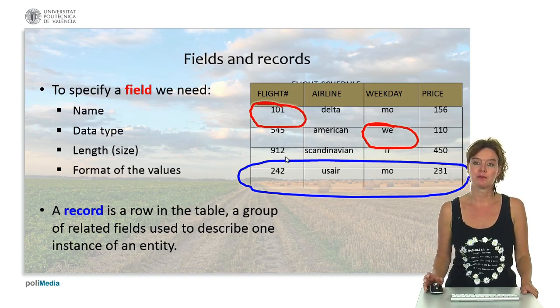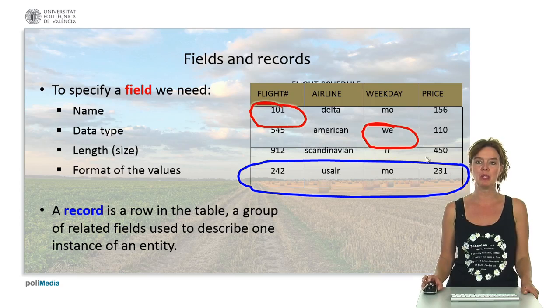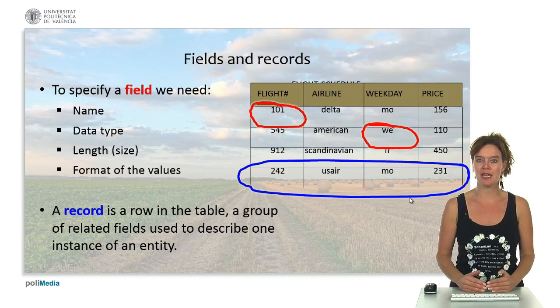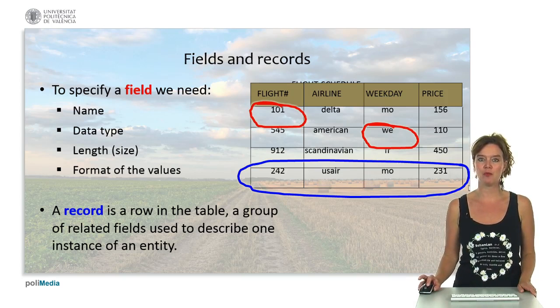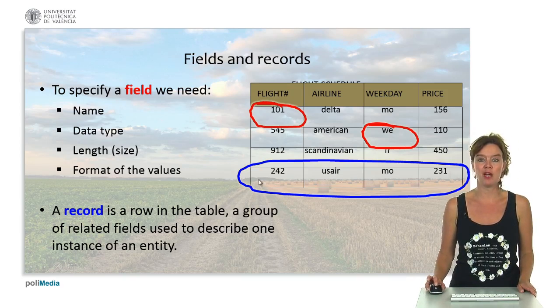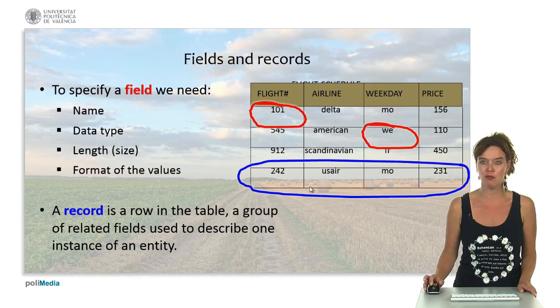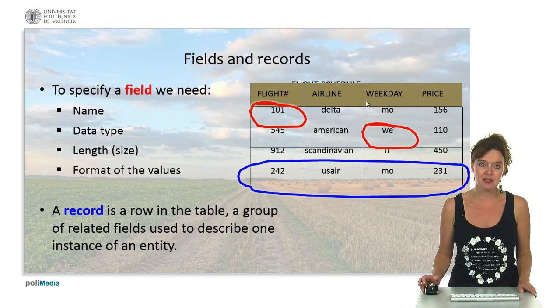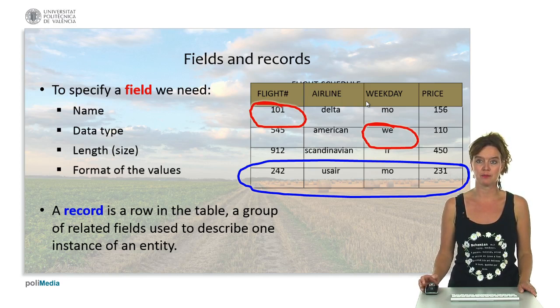So these are fields. Records are actually a row in this table. You can see it here in blue. This whole row is a record, and it's actually related fields that together describe the instance of an entity. Because you can see this row is one type of flight schedule, one instance of a flight schedule. So this table contains fields, and these fields together make records, and records are instances of this specific entity.